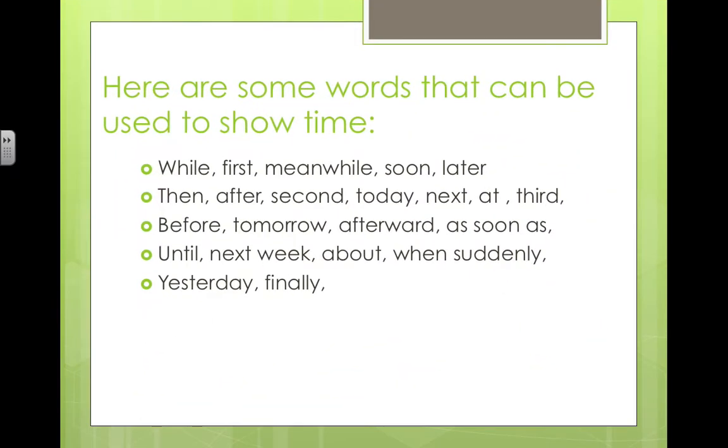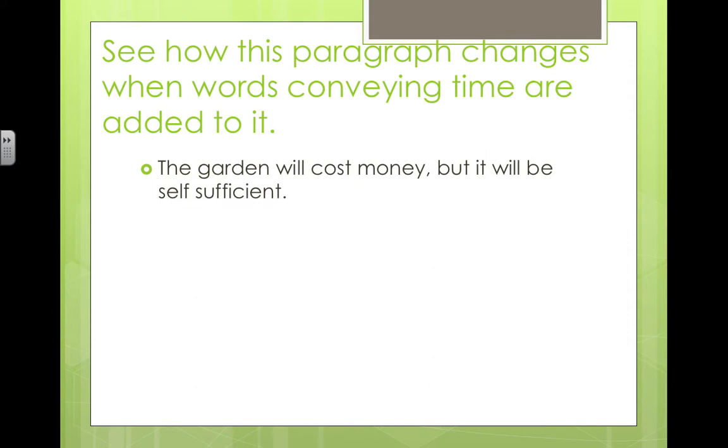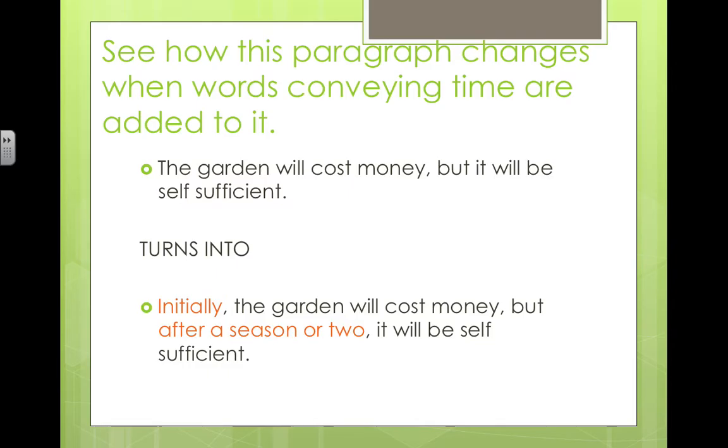Here's some words that can be used to show time. Let's see how this paragraph changes when words conveying time are included. The garden will cost money, but it will be self-sufficient. And that can turn into, initially, the garden will cost money, but after a season or two, it will be self-sufficient. I think it sounds much better the second way with transitions.